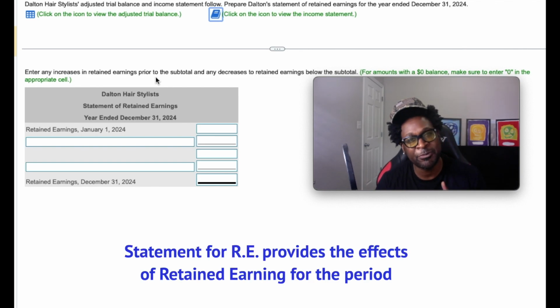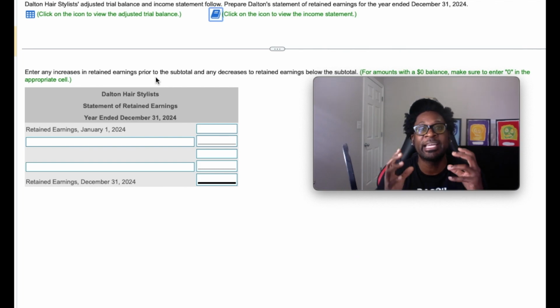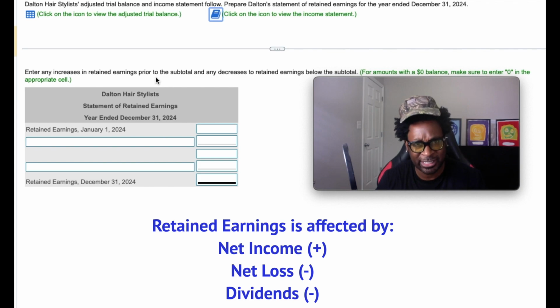In terms of the statement of retained earnings, it basically summarizes the effect on your retained earnings account for that particular period. Remember gang, retained earnings is a stockholders' equity account, and it's simply the income that is being retained by the company in order to help it either grow or operate. Now, because retained earnings is a stockholders' equity account, there are other accounts that affect it. Remember, income is measured in accounting by taking revenues minus expenses.